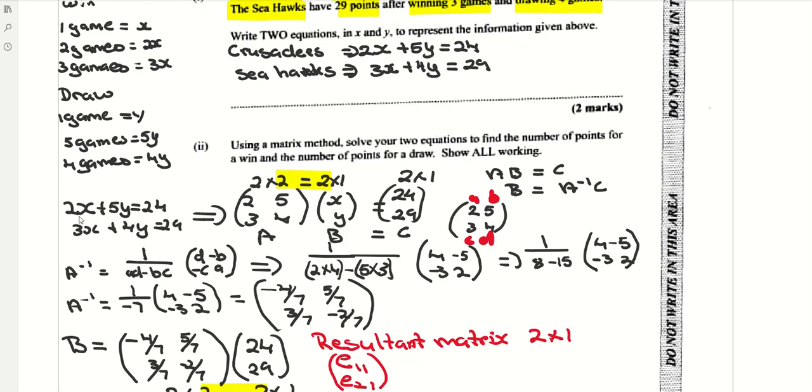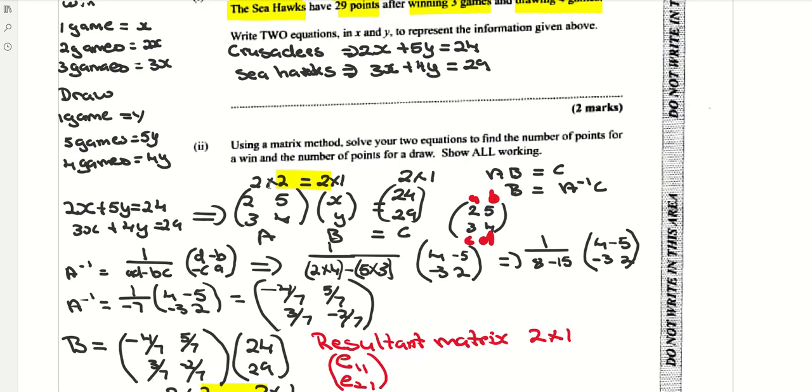And then again, the first unknown in our equation, which in this case is x, is on top, and y is at the bottom, because that's the second term in both equations, right? And what they're equal to, 24 and 29. So you have 24 on top, 29 at the bottom.